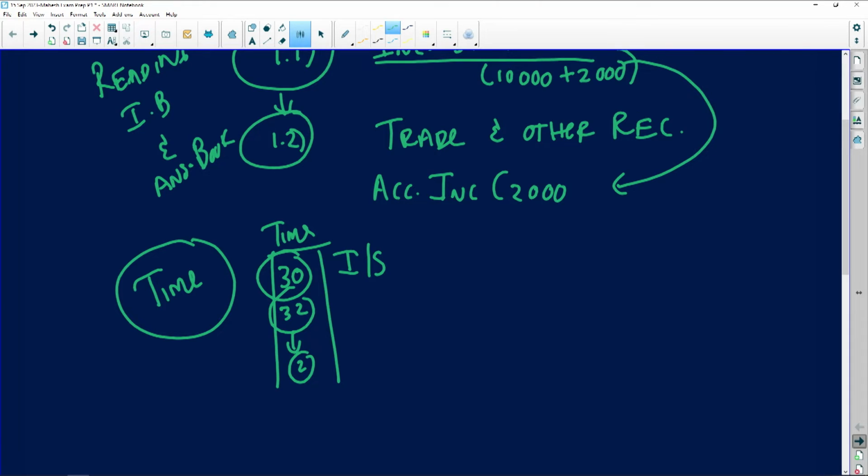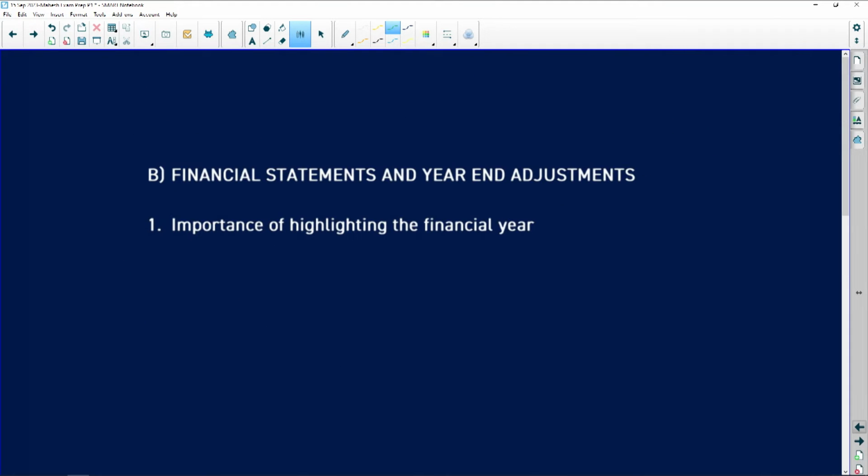Okay, right, so let's now move on to more specific errors. I spoke about reading, I spoke about time, and now let's focus on certain sections and some of the common errors that we pick up when we're marking your papers. The first section that I'm starting with is financial statements together with some year-end adjustments. Right, so we all know what I'm referring to: statement of comprehensive income, statement of financial position.